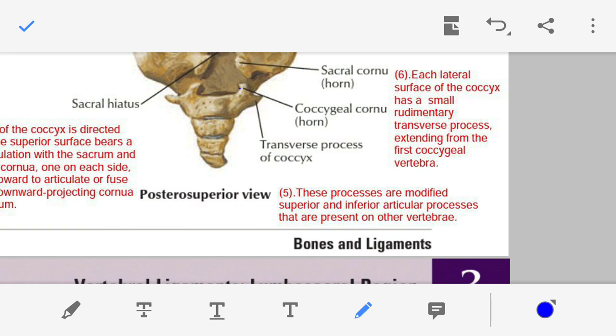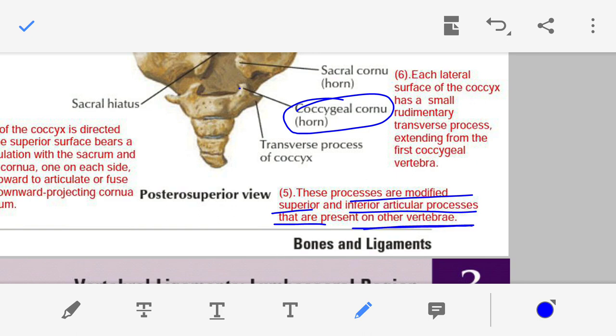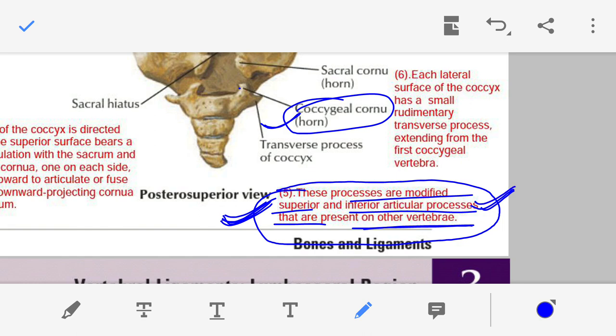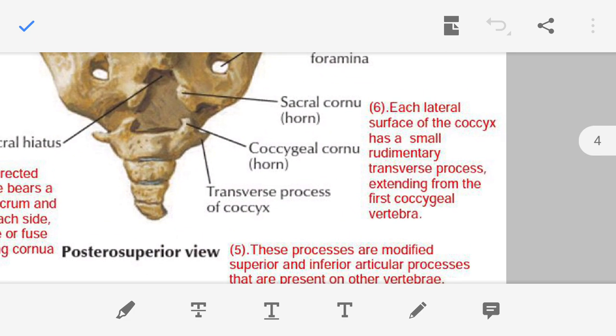Now what these processes are, for example what this cornu is: these processes are modified superior and inferior articular processes that are present on the other vertebra. Here in this book they have written this point this way, but for the same discussion of how these cornua originate, I will give you the other point also from another physiology book. So remember this point, that the processes originate from the modification of the superior and inferior articular processes of the other vertebra. So this is the fifth point. Now moving on to the sixth point.